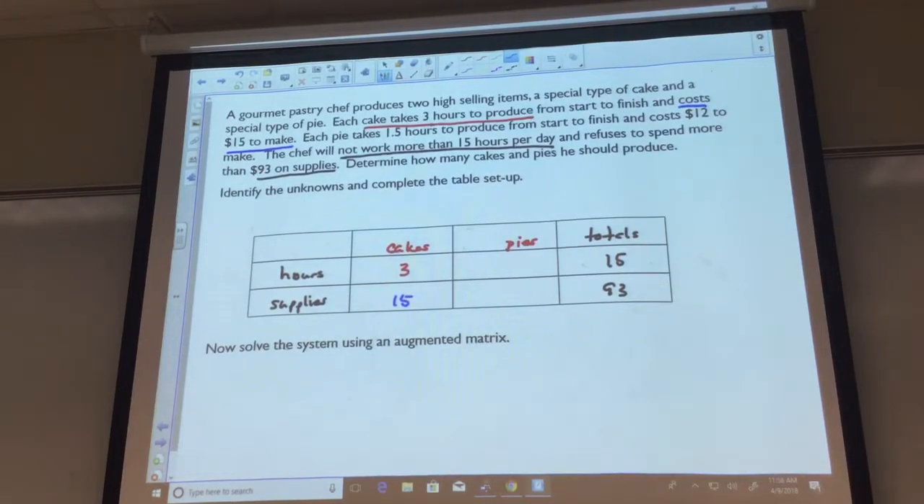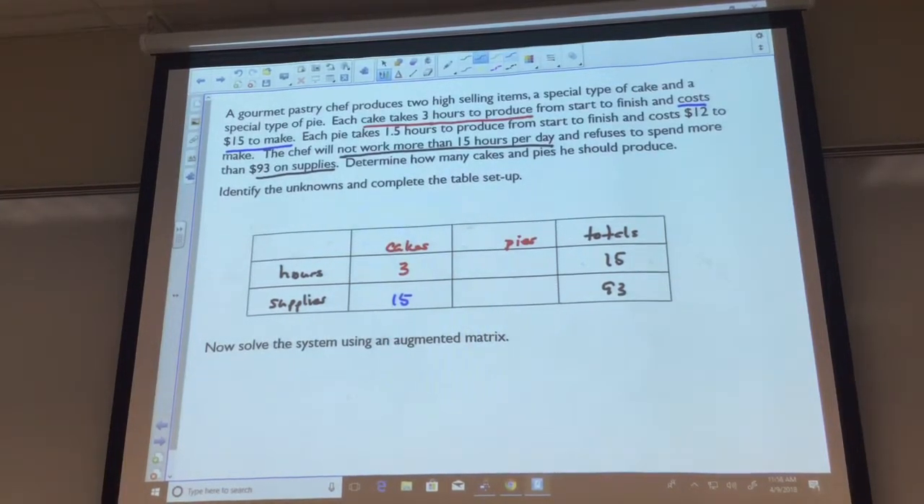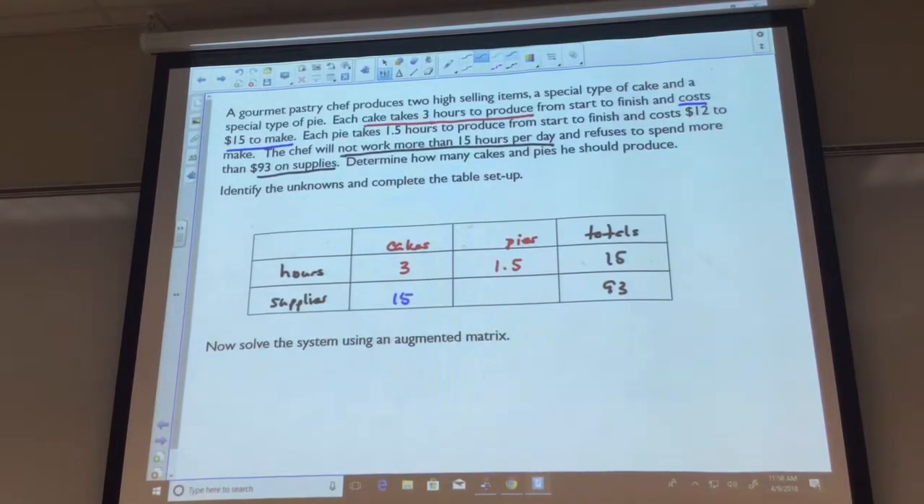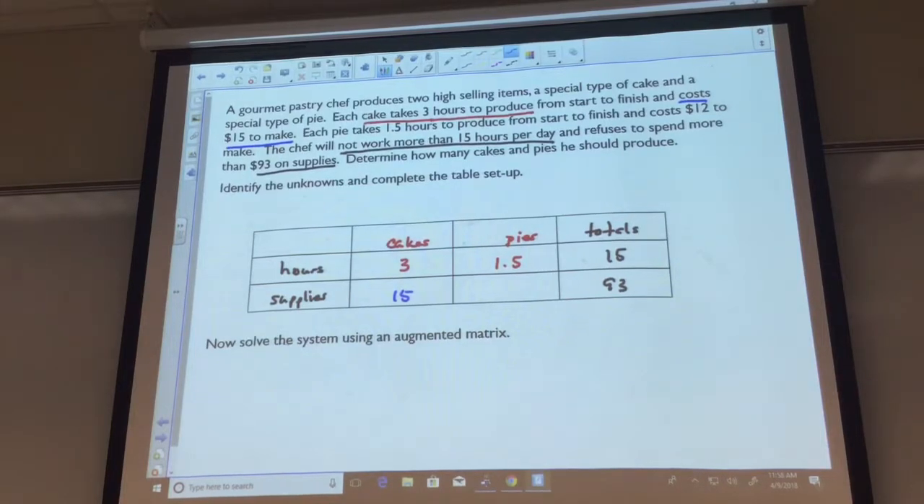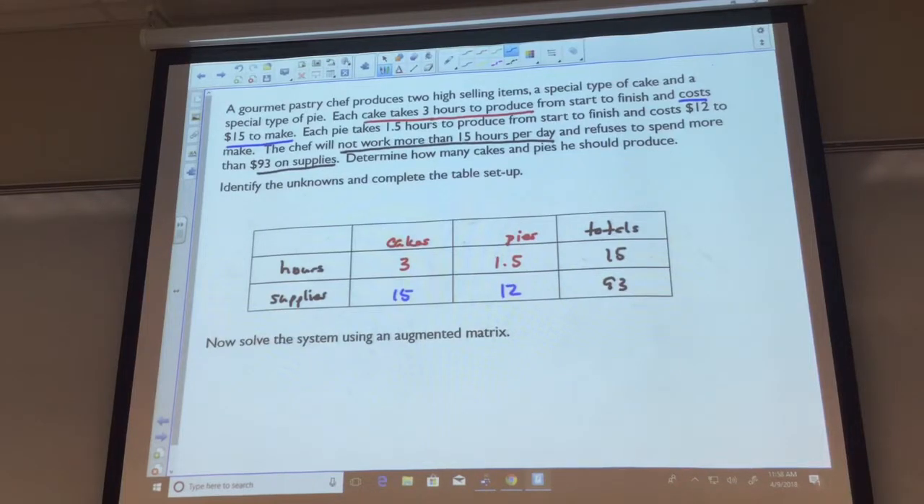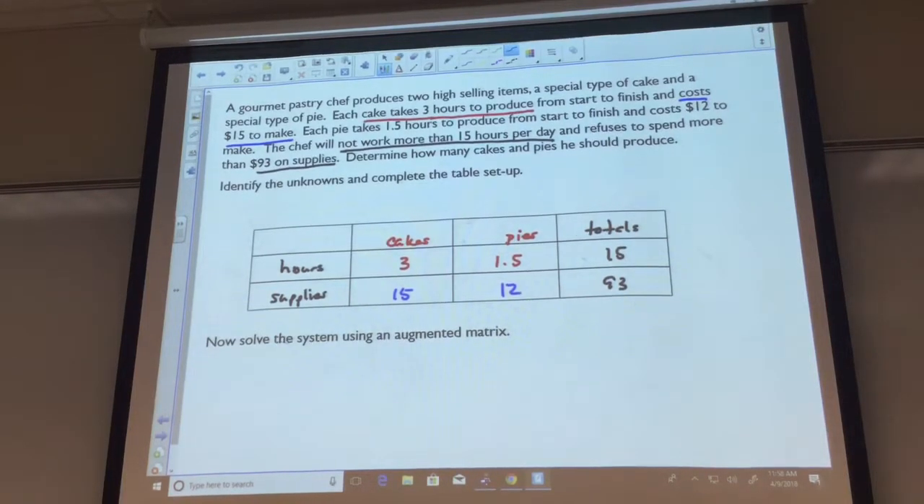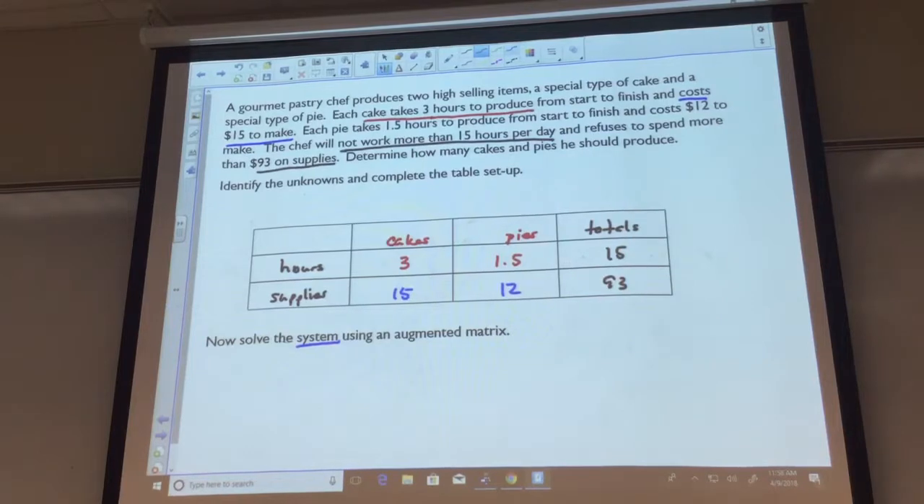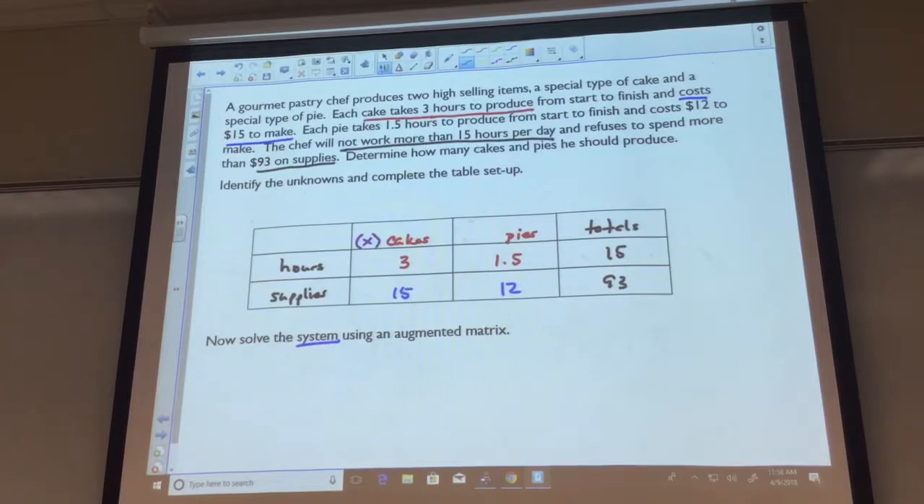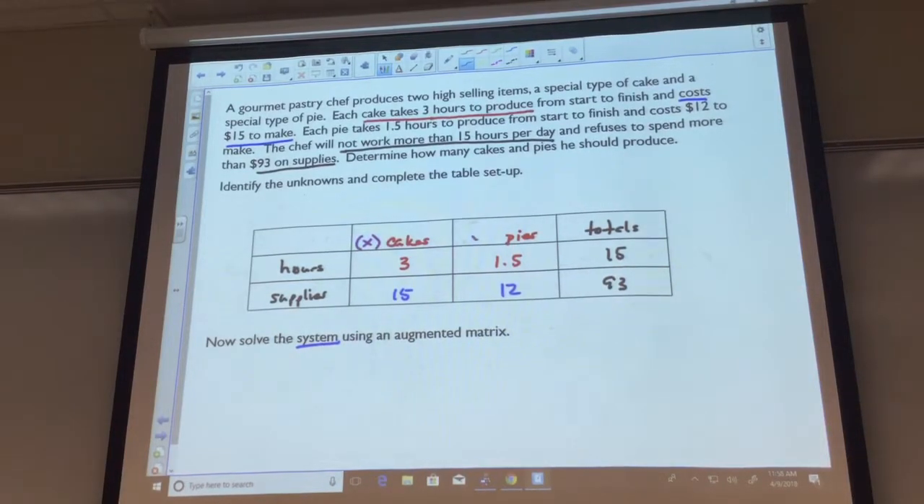Each pie, 1.5 hours. And each pie costs $12 to make. I don't see any variables in there, but if I'm going to create a system, I have to have variables, and the column headers are always where the variables will go. So in this particular case, everything in this column is going to be represented with an X, everything in this column is going to be represented with a Y.